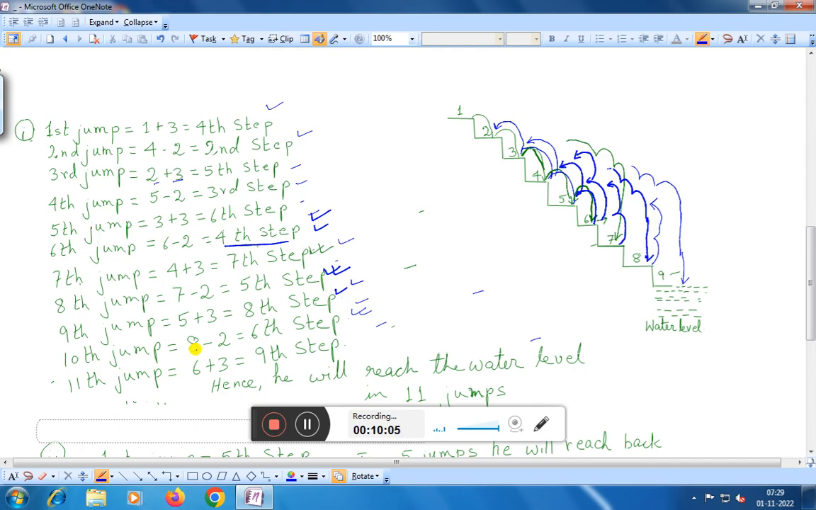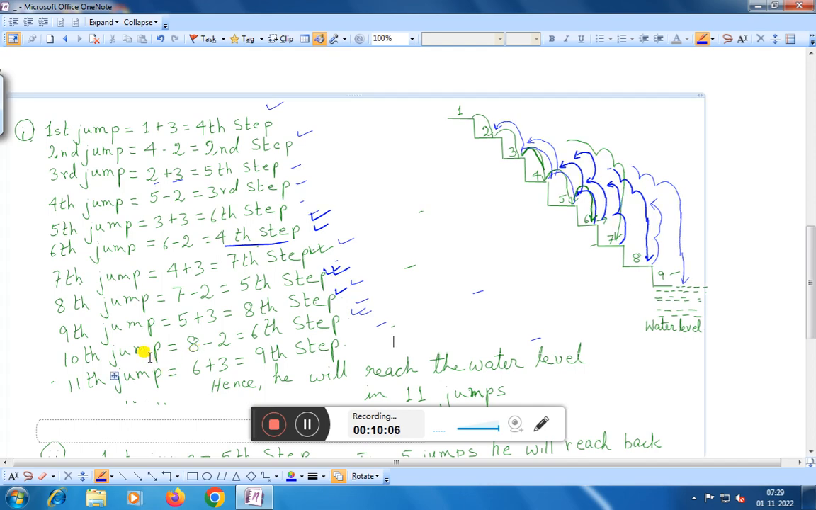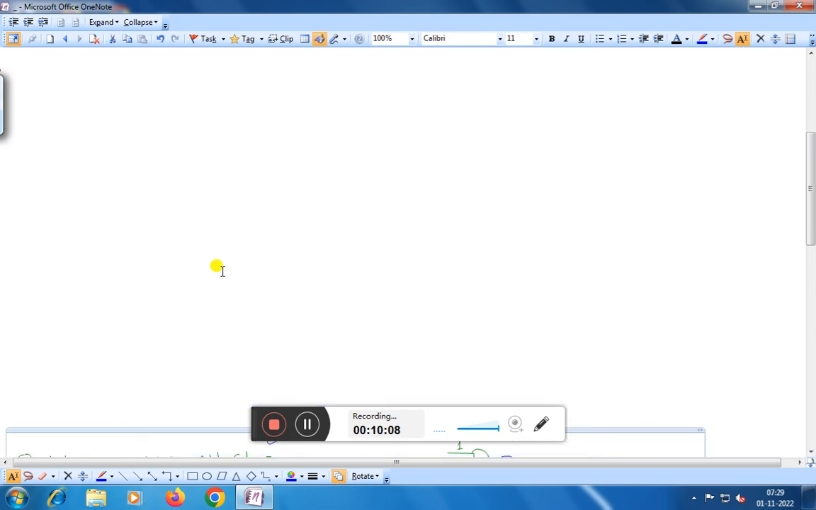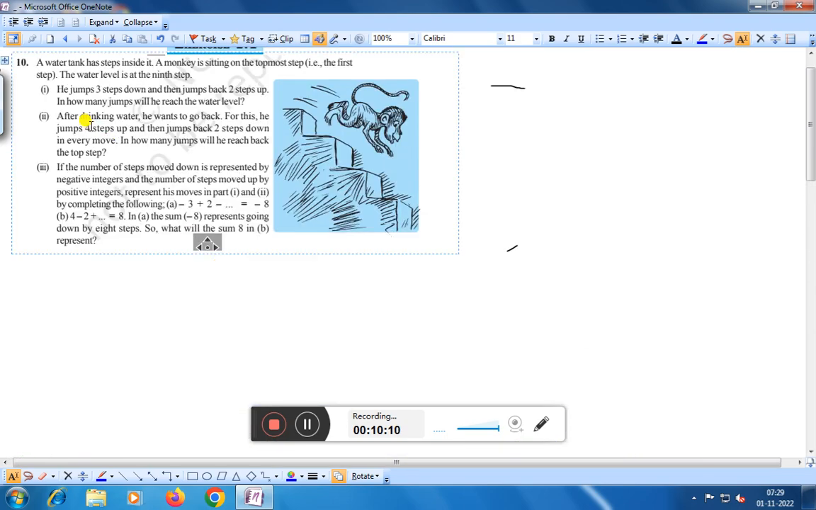Now question number 2. What is question number 2? You see here, question number 2: After drinking water, he wants to go back. For this, he jumps 4 steps up and then 2 steps down in every move. In how many jumps will he reach back the top step? Right.